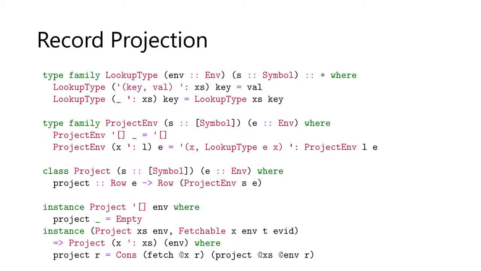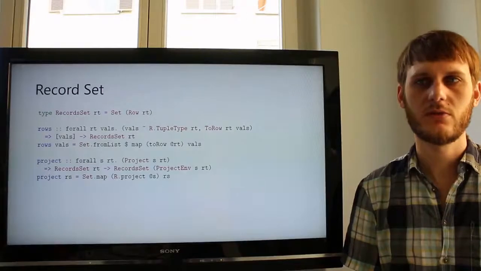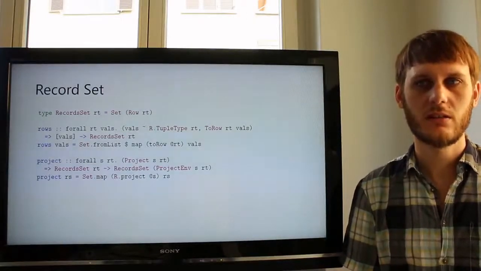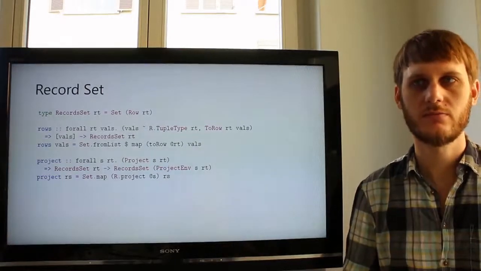For relational lenses, we require the ability to execute relational algebra operations on records. We show here how to implement the projection operator. To do this, we first require a type family, LookupType, which looks up the type of a column in a row type. We then declare a type class, which uses the type family to construct any desired projection. We represent tables using sets of records, and implement relational algebra operations such as projection on the entire table.